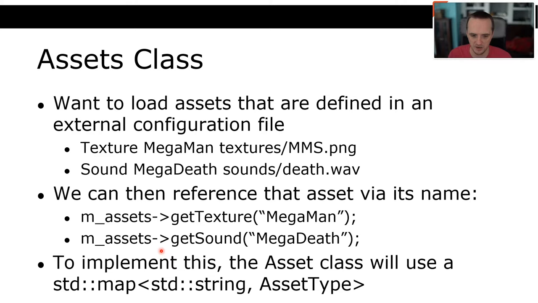And so to implement this, the asset class is going to use some standard maps, like maps are our friends, and we're going to be mapping things from strings to asset types.